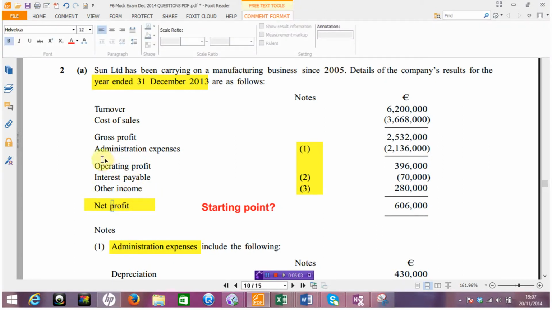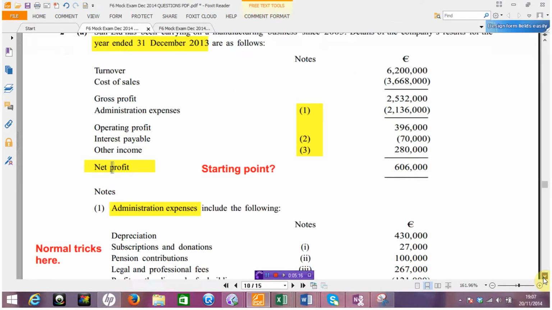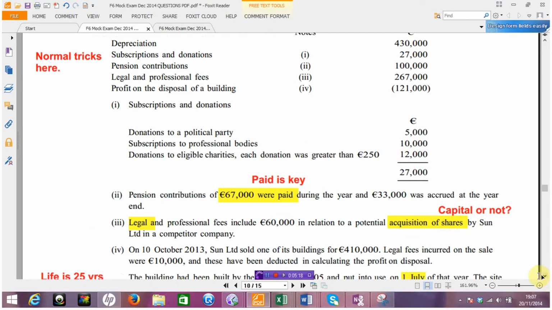Yeah, but in this case, what they've done, just to try and trick us, is included it within administration expenses. So just be careful with things like that. It sort of reverses our thinking, as you'll see within the answer. Okay, moving down the page.